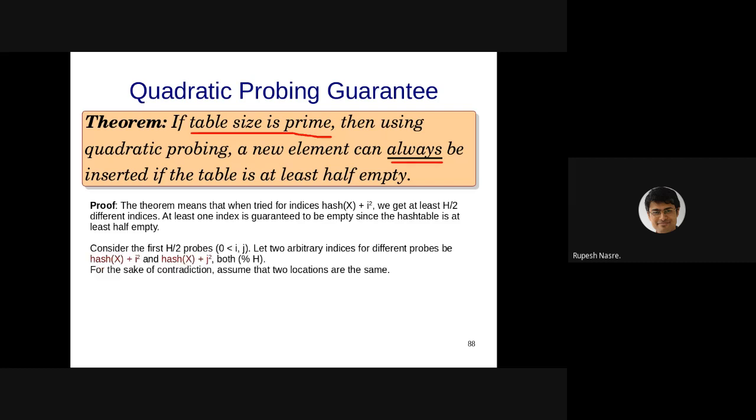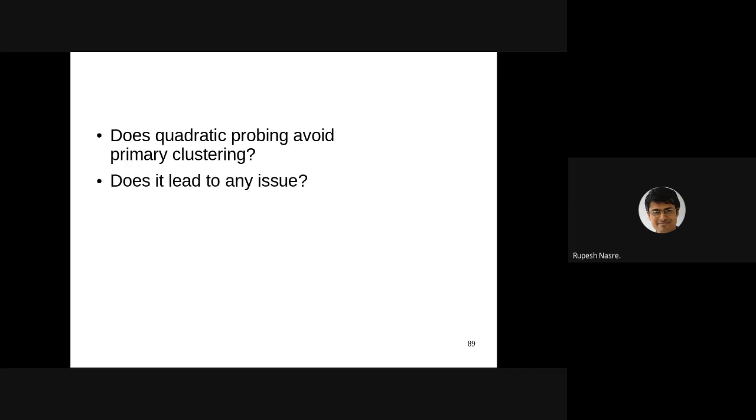Okay, so I'll skip this particular proof. It's not difficult, it's just that we don't need to worry about it right now. One question we have is, does quadratic probing avoid primary clustering? The answer is yes, it does. You might see some small clustering at one place, but since the gaps go on increasing, you will avoid it. Even if it occurs at one place, it's not going to occur at the other place. But does it lead to any other issue? Any suggestions on that? Any thoughts?